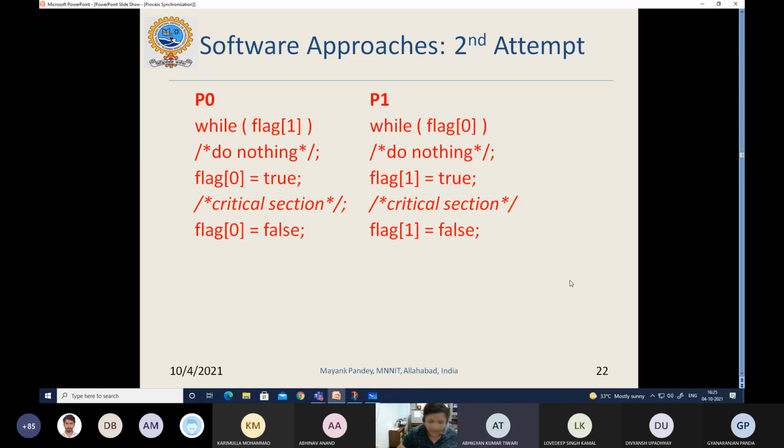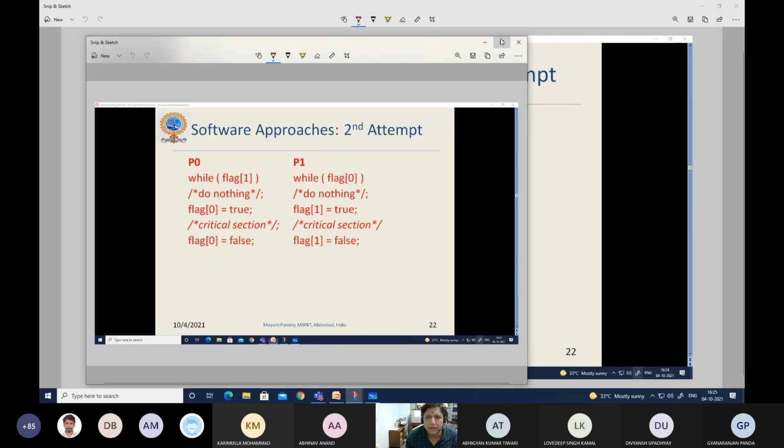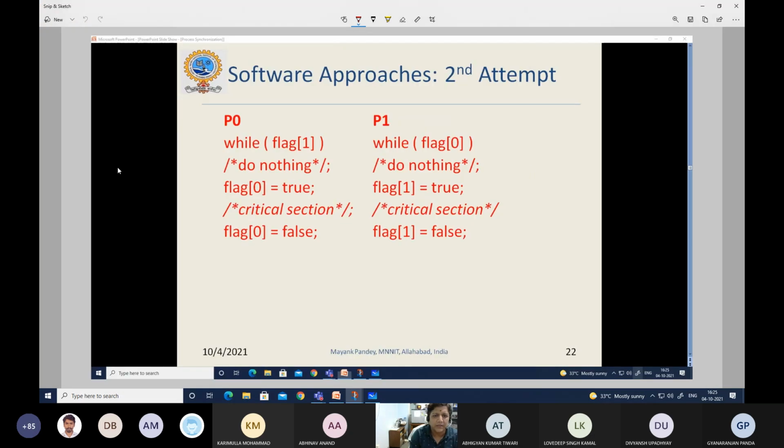You are missing one very important point. Abhigyan, there is a problem here. Fine. There is an issue here. Actually, I'm saying that mutual exclusion is not provided. This particular solution can fail in providing mutual exclusion.